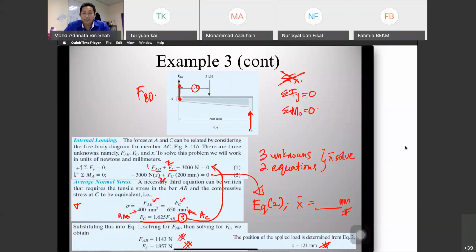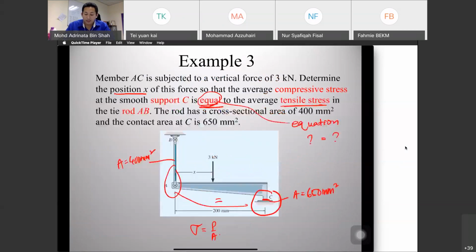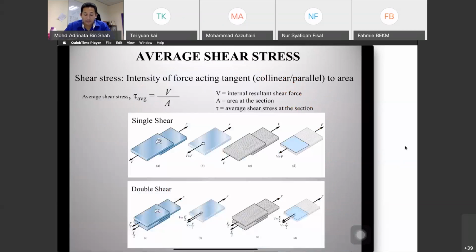Any question? So 3 examples. Okay. Okay. Any questions? Tak ada. Okay. Kalau tak ada, saya sambung untuk shear stress.